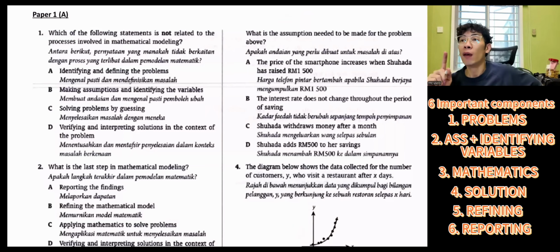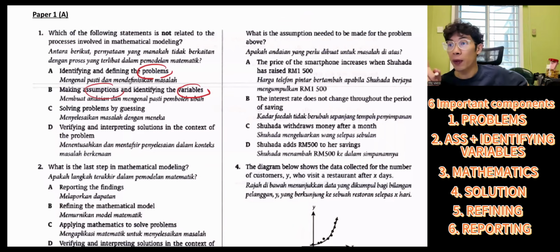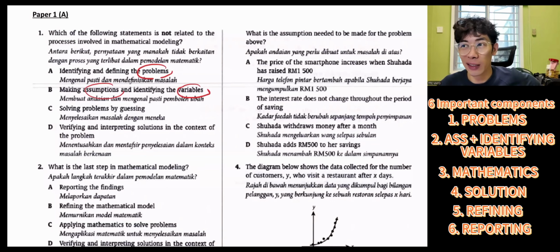Paper 1 related. Which of the following statements is not related to the processes involved in mathematical modeling? So A, identifying and defining problems. Yes, so that's one of them. Second, B, it says making assumptions, identifying variables. That's one of it, right? Okay, C, solving problems by guessing. I don't think so. I don't think there is any guessing thing. They say solve problems using what? Using mathematics. So C is wrong. D, verifying and interpreting solution in the context of the problem. Yes, this is a solution.